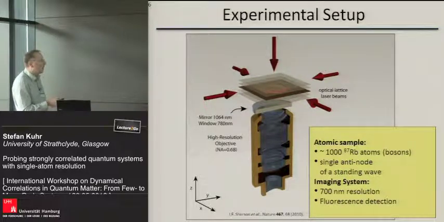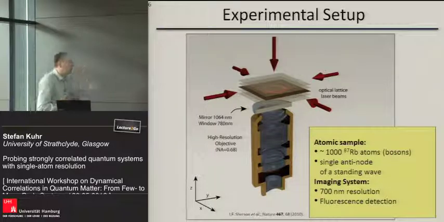One comes from above and is reflected off this mirror, which is a mirror for the lattice wavelength, and transmits the fluorescence light of the atoms. And there are 2 other pairs of laser beams in the horizontal plane that create the square lattice structure on top of that. And here you can already see the key ingredient of the experimental apparatus.